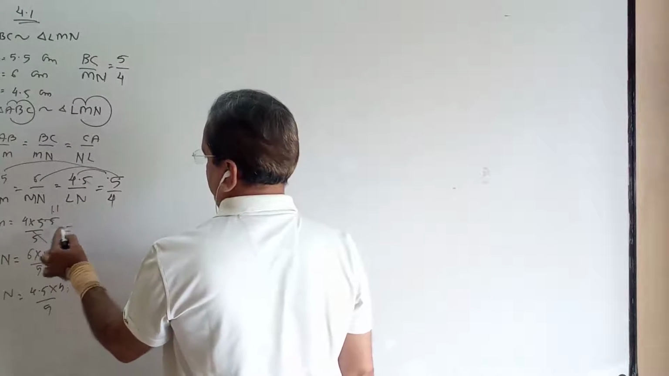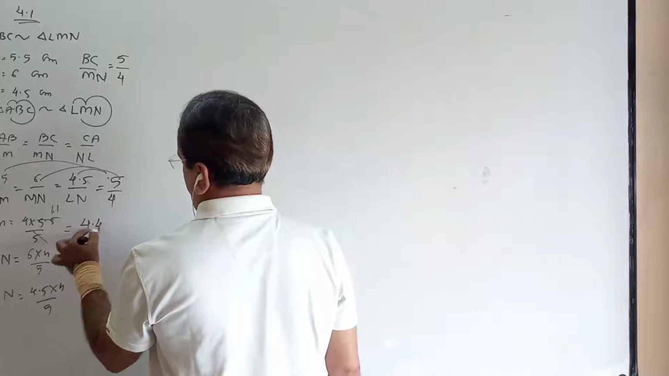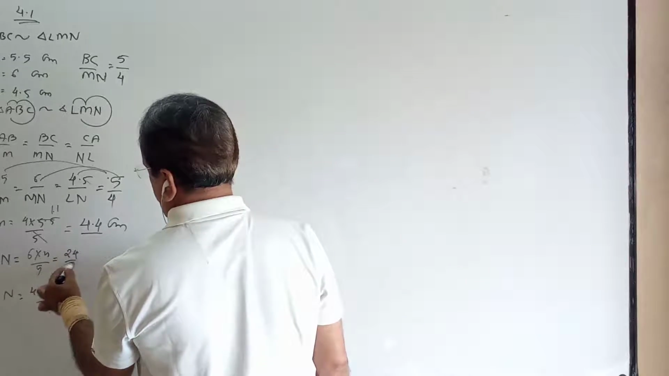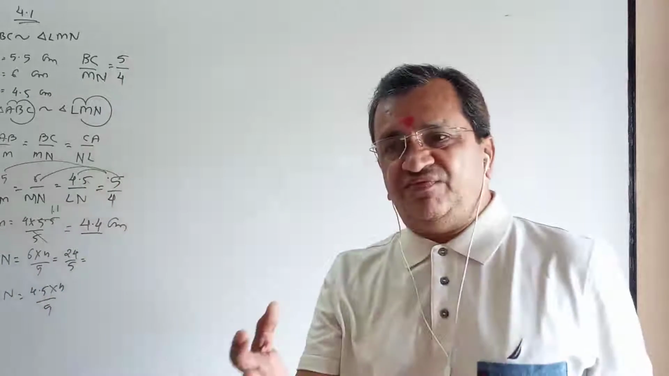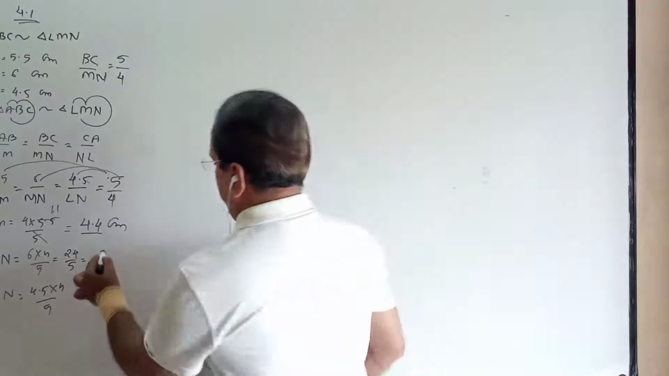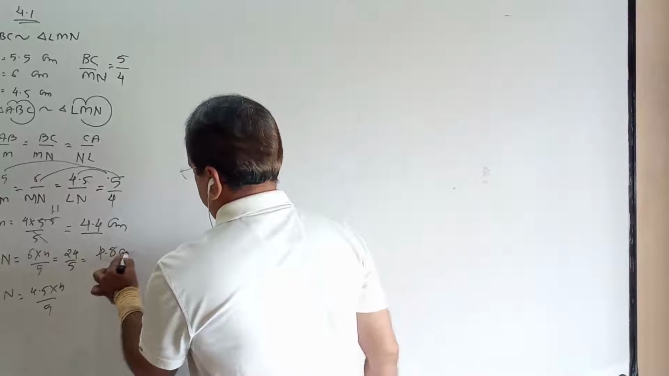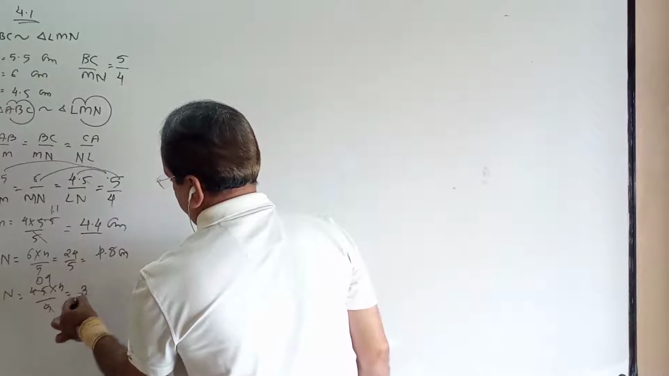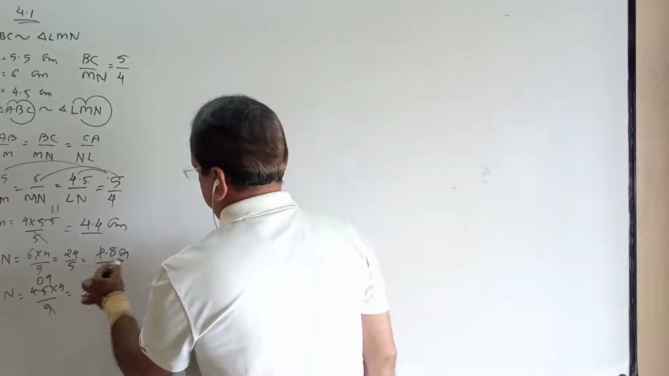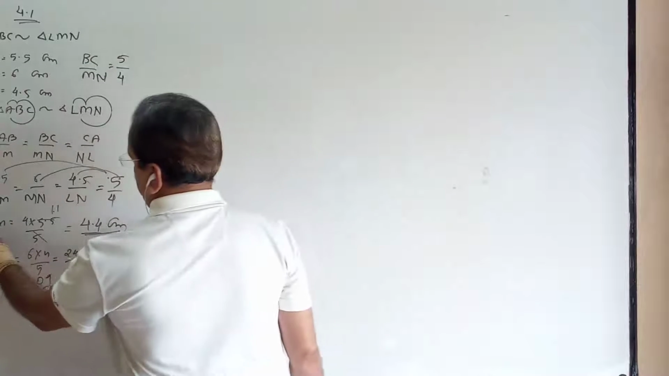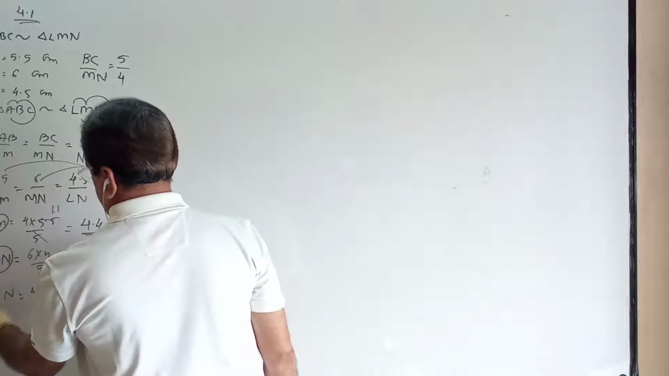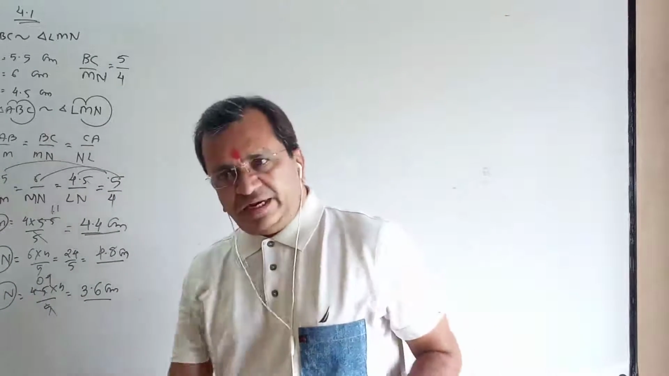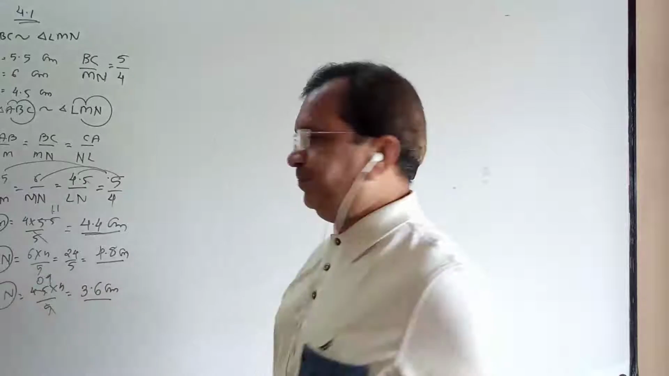This is 11 fours are 44. 6 fours are 24 divided by 5. Any number divided by 5 means double the number, so 24 doubled is 48. Correct. Now we got these three.